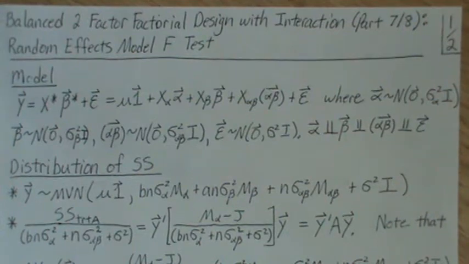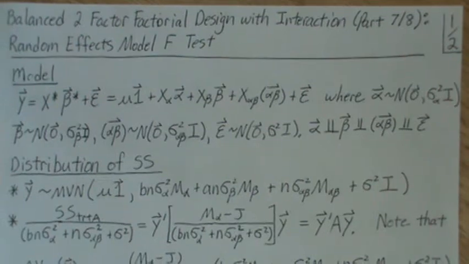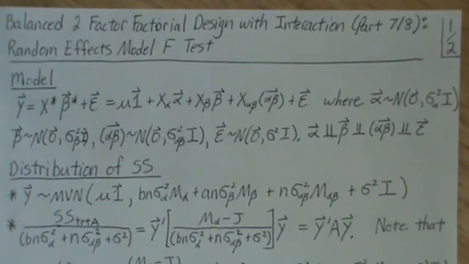Hello, this is the next video in a playlist that I'm calling General Linear Models Design of Experiments, and this is part 7 of an 8-part little mini-series. Here we're doing balanced two-factor factorial designs with interaction, and we're looking at the random effects model F-test.